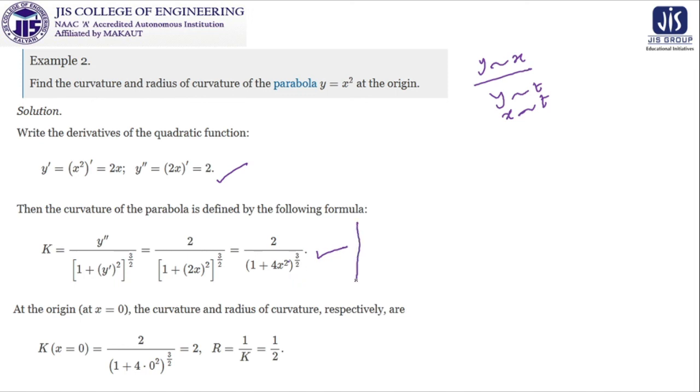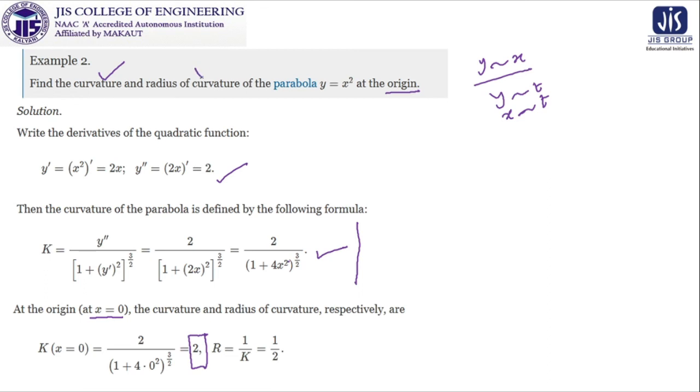The concept again is that k is in terms of x, because we are finding the curvature at a single point. That is our final target, but here we have calculated the curvature in general. Our question is to find it at the origin, so we have to substitute x equal to 0 here, and if we put x equal to 0 in this expression, we get the result 2. So what is the curvature at the origin? 2. So our first question is answered, the curvature of this parabola at the origin.